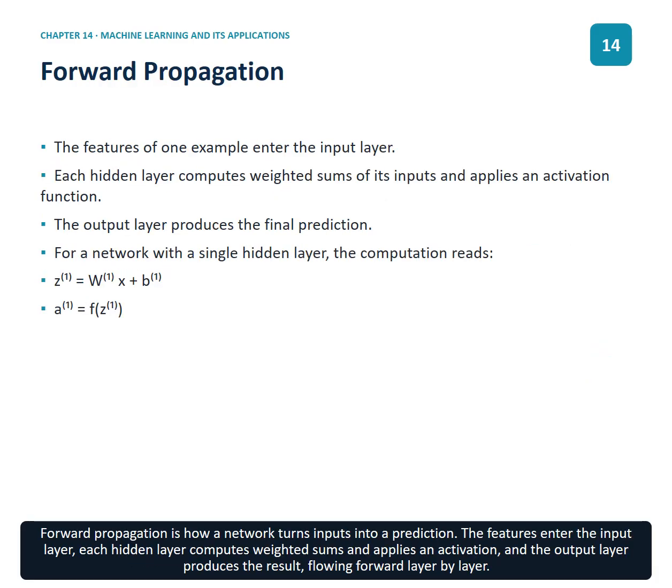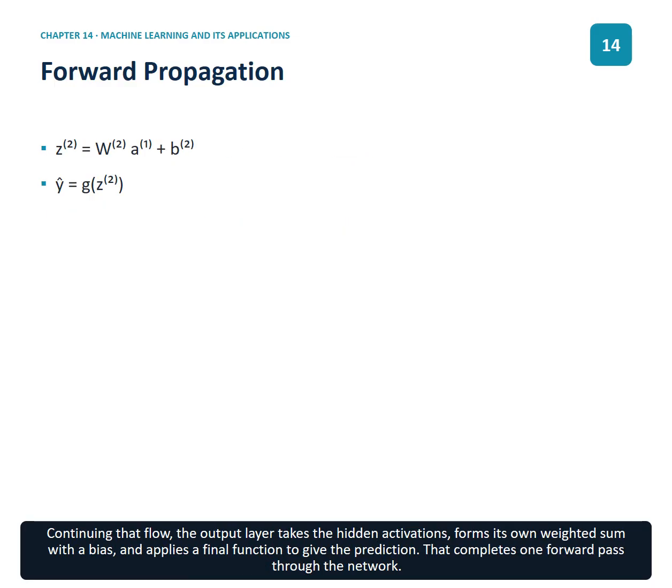Forward propagation is how a network turns inputs into a prediction. The features enter the input layer. Each hidden layer computes weighted sums and applies an activation, and the output layer produces the result, flowing forward layer by layer. Continuing that flow, the output layer takes the hidden activations, forms its own weighted sum with a bias, and applies a final function to give the prediction. That completes one forward pass through the network.